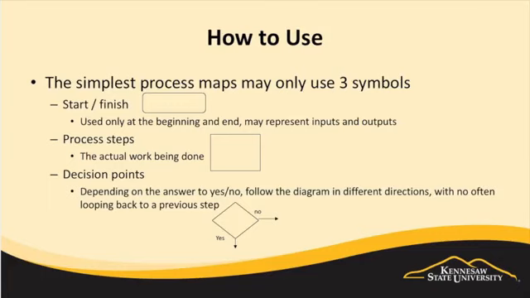Decision points are a diamond shape. They can only have 2 possible answers, like yes, no, or pass, fail. Usually, one answer will lead to a continuation of the process, and the other answer will either end the process or redirect it. If there are more than 2 possible outcomes, you might need more decision points.